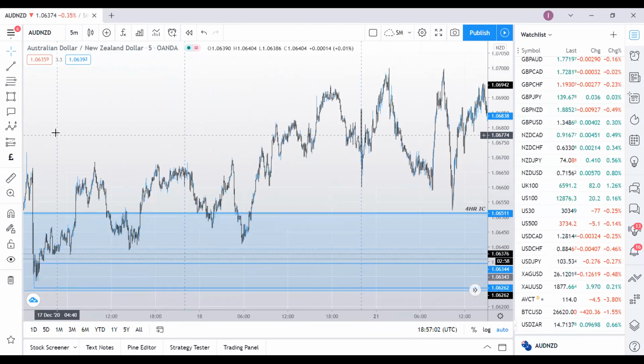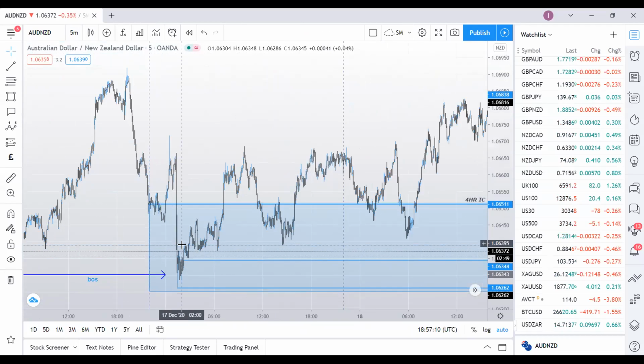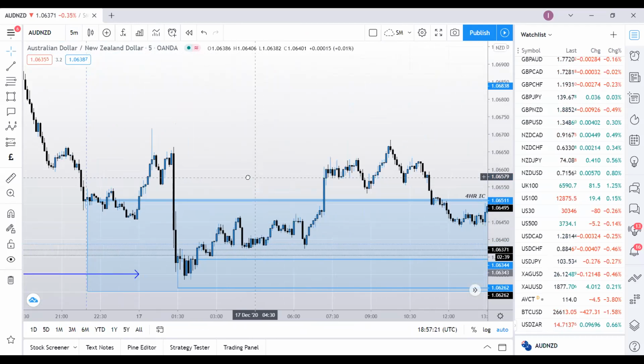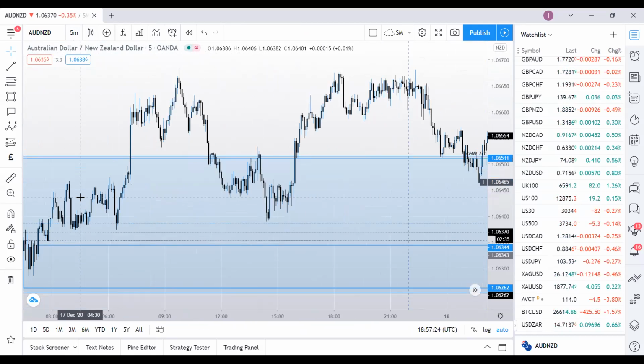What you're looking for is an institutional candle. This is the 4-hour candle, by the way. What you're looking for is an institutional candle which hasn't been mitigated into. So you can see that, all along here, when it created the higher high, it hasn't been mitigated into.